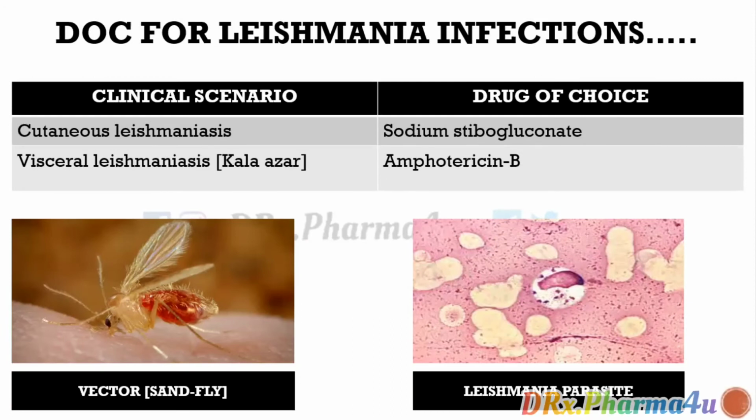Leishmaniasis is a condition which is spread by sandflies. That is seen on the left-hand side. The sandfly usually is the vector that spreads it, and the parasite is known as Leishmania.